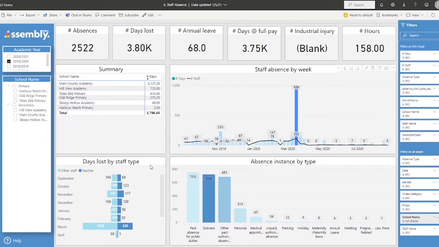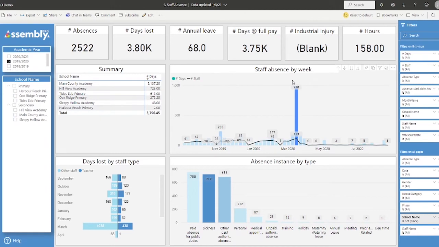In the lower charts, you can see the days lost by staff type as a tornado chart. So this is showing the relative instances of absence from the teacher population versus other staff. And on the right-hand side here, we've got a more detailed breakdown of their absence instances by type. So for example, whether it's sickness, personal reasons, medical appointment, those sorts of things.